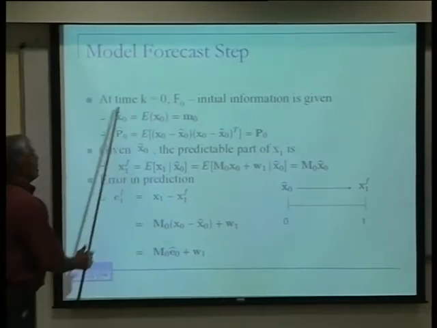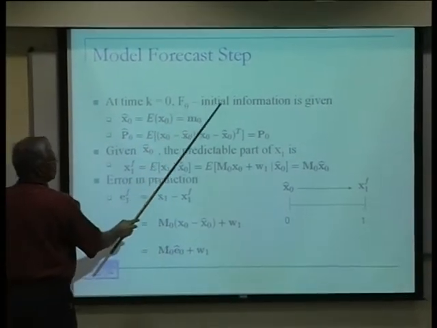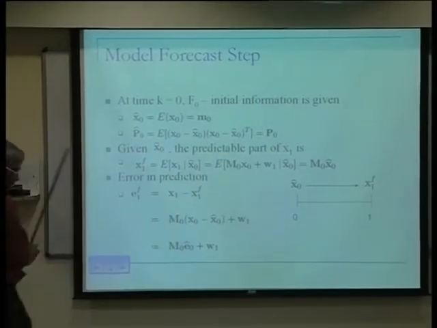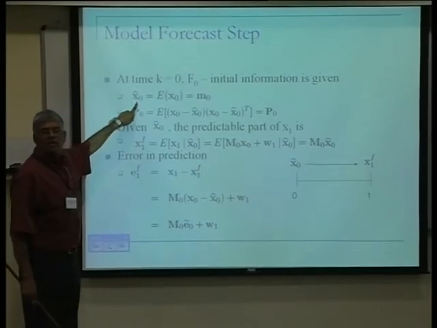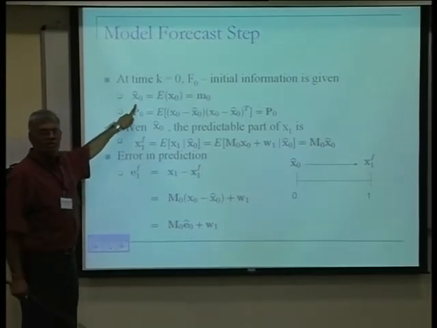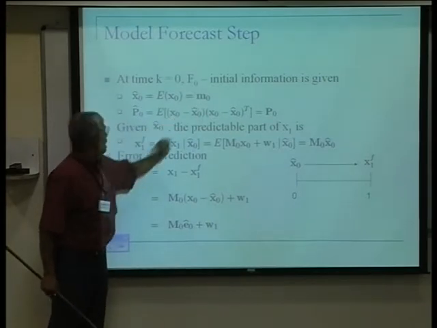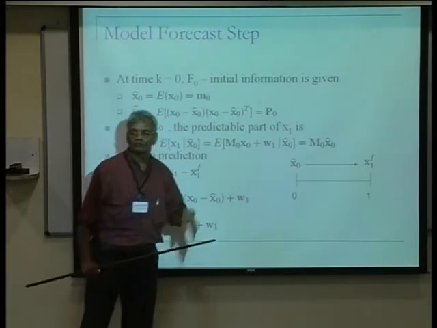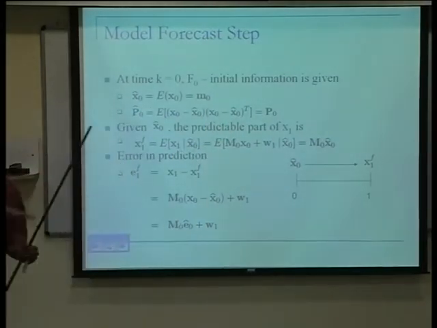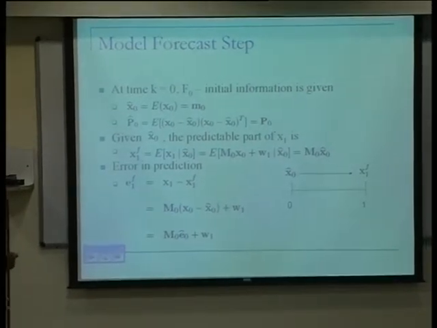So at time 0, I would like to initialize my filter. At time 0, F naught is the initial information that is given, all the information up to that time. So what is the best estimate for the initial state? The mean of this random variable, which is m naught. What is the covariance of that? That is p naught. These two are given to me. Even though I know the probability distribution for the initial state, I'm going to start the system with the mean.